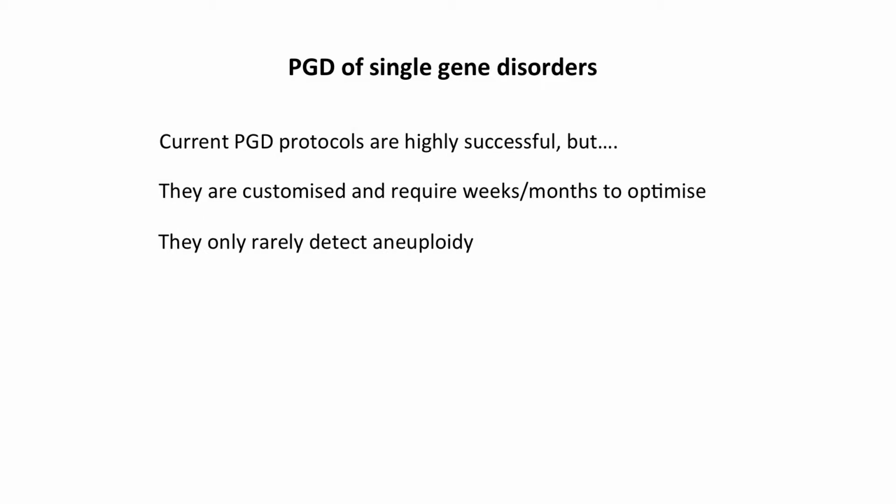The other issue is that the protocols that we have, although very accurate at detecting the mutation, don't look at anything else. They're very targeted. And one of the main things they miss are chromosome abnormalities. They don't detect aneuploidy. Now, I know Joris is going to talk about this far more, but I'll just touch upon why we care about that.